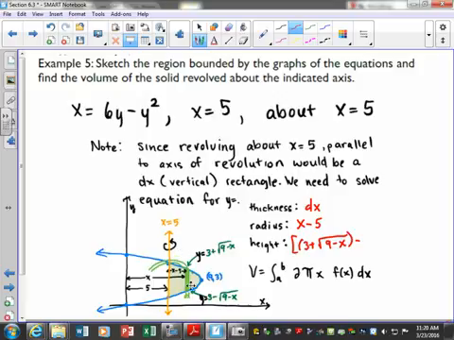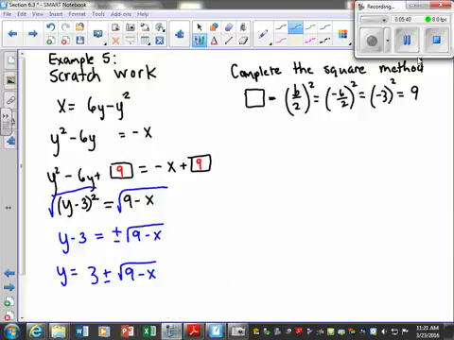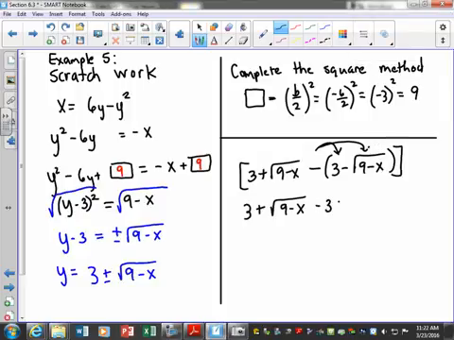Subtract out the bottom portion of that rectangle, which is represented by 3 minus the square root of 9 minus x. Actually, we're going to go to the next page and do some scratch work on that. Okay, so we're coming over here on our scratch paper to simplify this. So I distribute this negative out first of all, and that would just give us minus 3 plus the square root of 9 minus x.